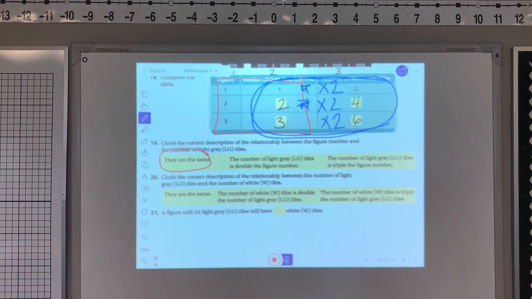So the relationship, they're not the same. If I look at the middle option, the number of white tiles is double the number of light gray tiles. That's what times 2 means, that it's doubled. So we figured out that relationship. What I can use that for, it says, a figure with 24 light gray tiles will have how many white tiles? Well, if I look at that pattern, if I just take that 24 times 2, I get an answer of 48 white tiles.